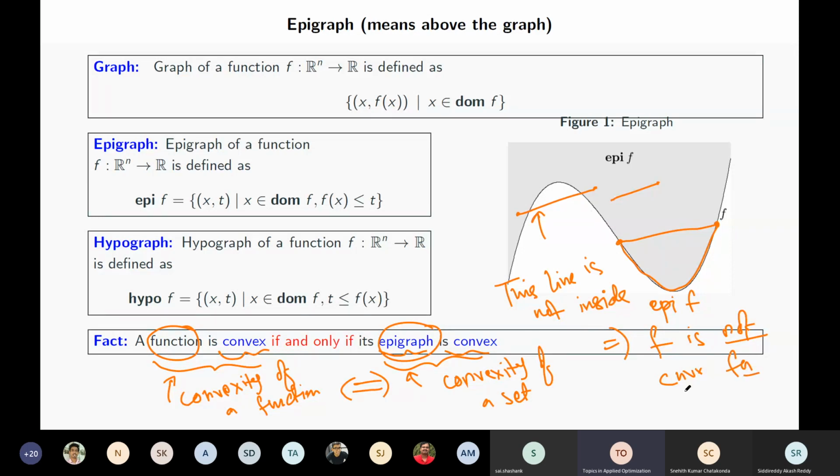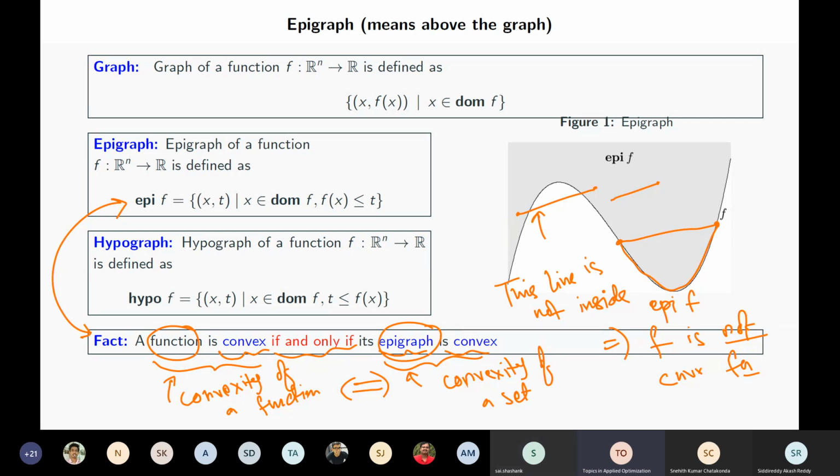So this is how we can relate, and actually one can prove this fact. If f is convex, then the epigraph is a convex set, and if the epigraph is convex, then f is a convex function. So it's an if and only if case here. I may leave this proof for you.